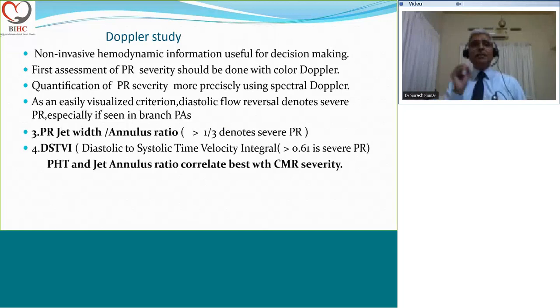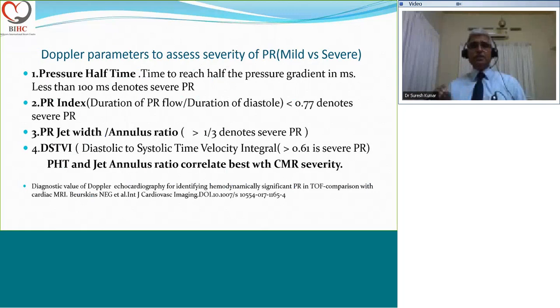Then, when you are looking at spectral Doppler, there are parameters which will help you to assess the severity. These are sort of binomial in the sense that you are assessing as mild versus severe. Four parameters can be checked. One is pressure half time. Like in any regurgitant jet, it's the time taken to reach half the pressure gradient. Your current day machines will give you direct readout on the pressure half time. As far as RV and PR are concerned, less than 100 milliseconds would denote severe PR.